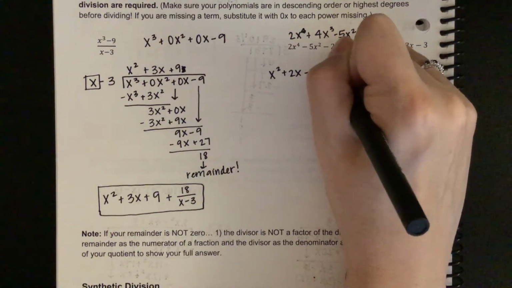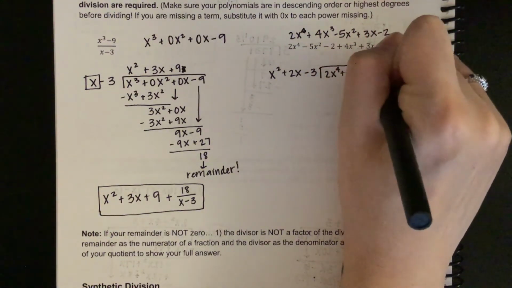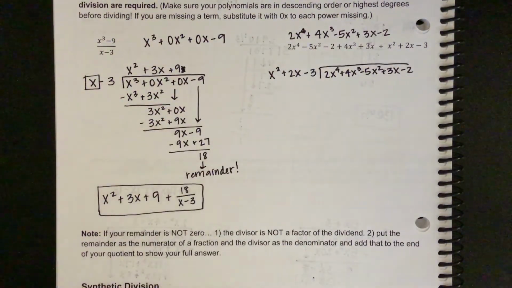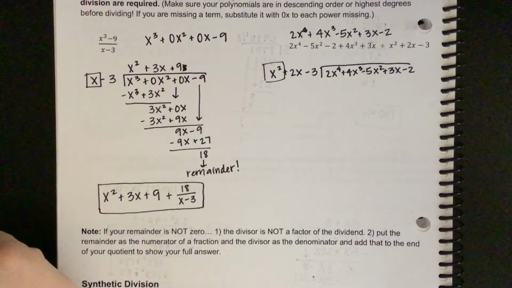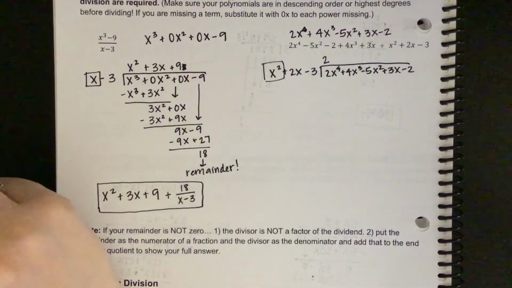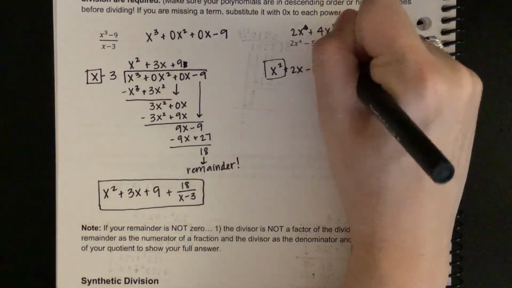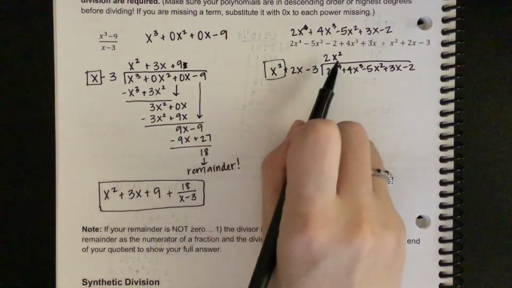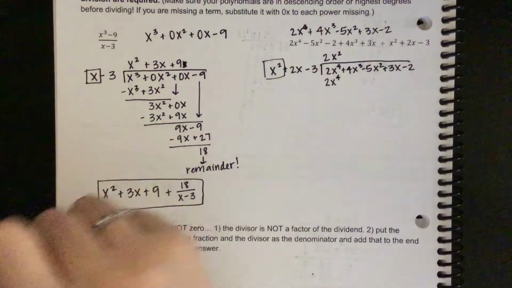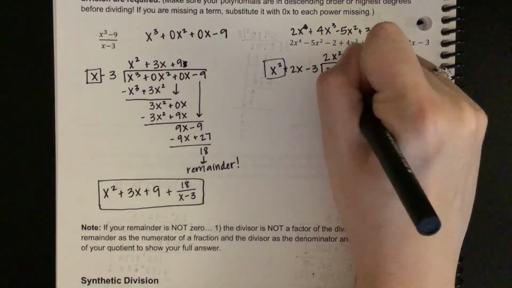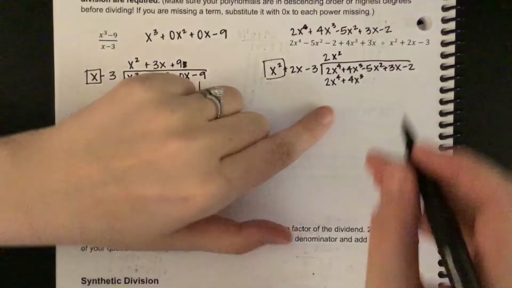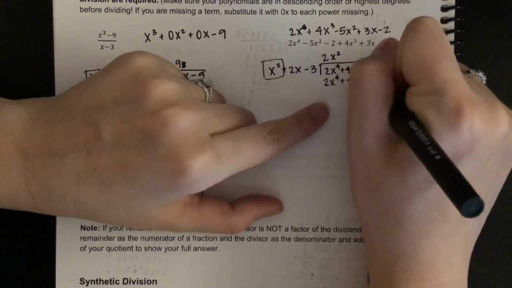So 2x to the 4th plus 4x cubed minus 5x squared plus 3x minus 2. And we're not missing any terms, so we're okay. Remember, you just worry about your first term. So x squared into 2x to the 4th. Obviously, I would have to multiply by a 2. X squared times x squared is going to get me that x to the 4th. And now we've got 3 terms here, so we're going to take that 2x squared and multiply it by all 3 terms. So 2x squared times x squared is 2x to the 4th. 2x squared times 2x, 2 times 2 is positive 4. X squared times x is x cubed. 2x squared times negative 3 is negative 6x squared.